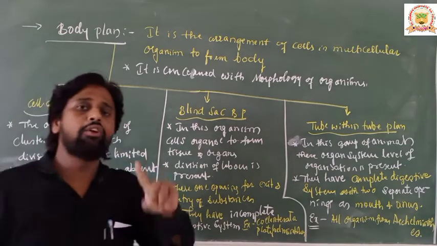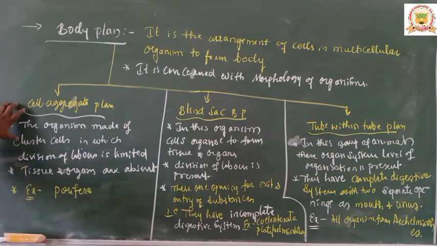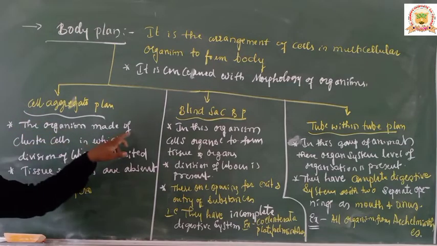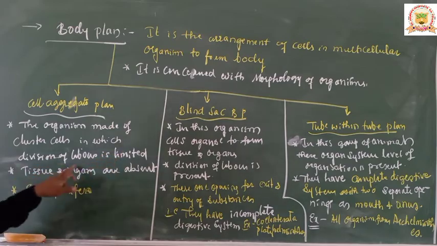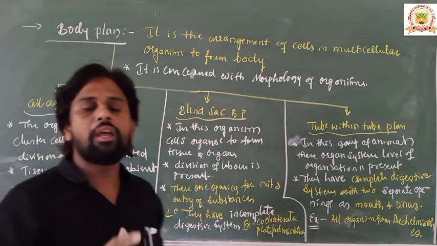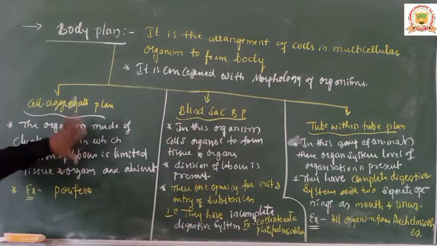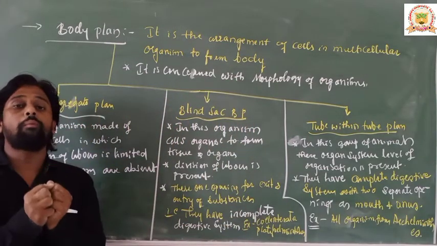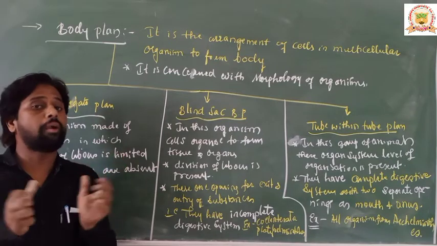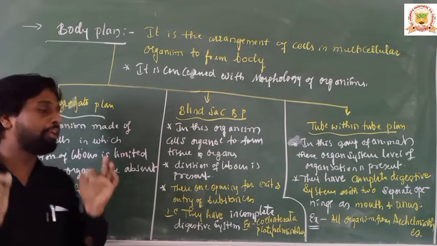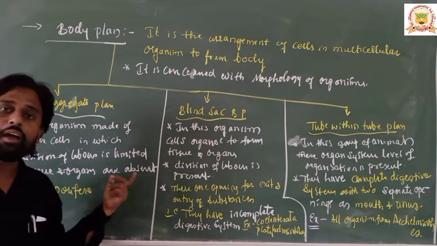Aggregate, as I already said in my previous videos, means loosely arranged cells. So in this group, the organisms are made up of a cluster of cells in which division of labor is limited. Division of labor means what? Cell division is going to be limited. It means cells are there, but they are not going to form a tissue. Group of cells will not be formed. Okay, cluster of cells is there, but it is not in a group. They will not form a tissue, and they do not form what here? Organ. That's what, tissue and organ are absent here.